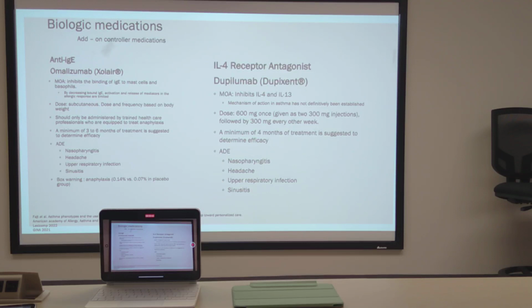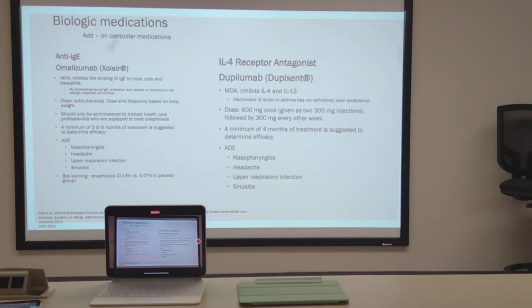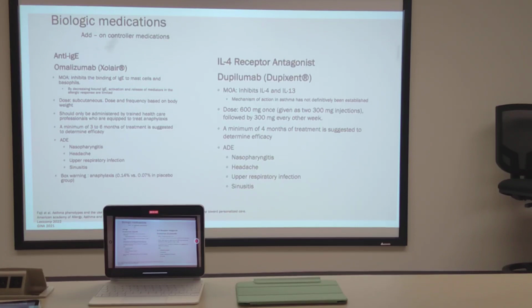Are any of these medications on your formulary? Right now, Dupixent, because it can be used for other disease states outside of asthma. But they're, of course, expensive. So they're on formulary, but they require an on-formulary request. Dupixent is one of them because it has a lot of other benefits that I'm aware of.